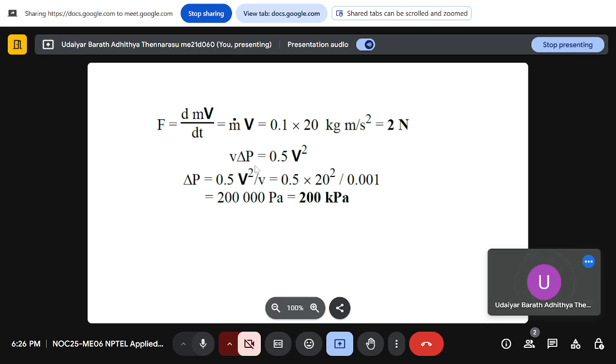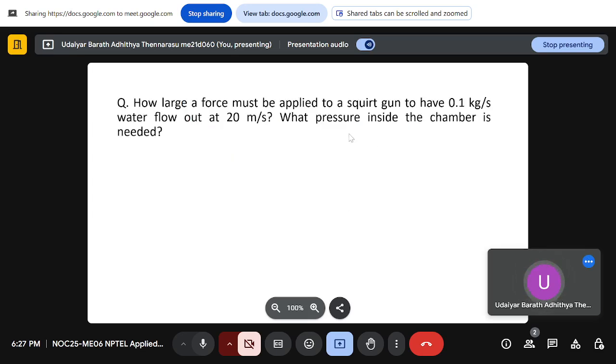Delta P is half rho v square. Taking rho to the other side, we get specific volume. So delta P is 0.5 v square by specific volume. So we get 0.5 into v is 20 meters per second, so 20 square divided by specific volume of water 0.001. So this comes out to be 200 kilopascal. So that is the pressure inside the chamber.